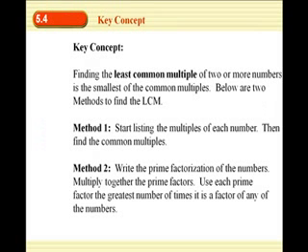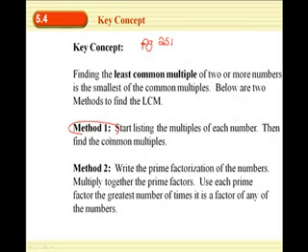All right, now here's the key concept box on the top of page 251. So you need to look at this just like there's 2 ways to find the greatest common factor. There's 2 ways to find the least common multiple. Now, finding the least common multiple of 2 or more numbers is the smallest of the common multiples. Below are the 2 methods to find the LCM.